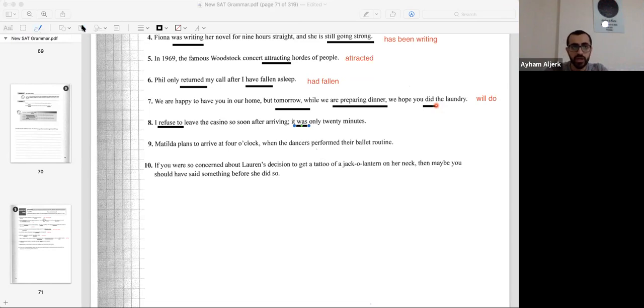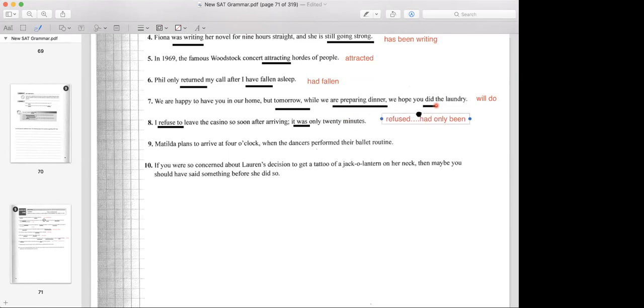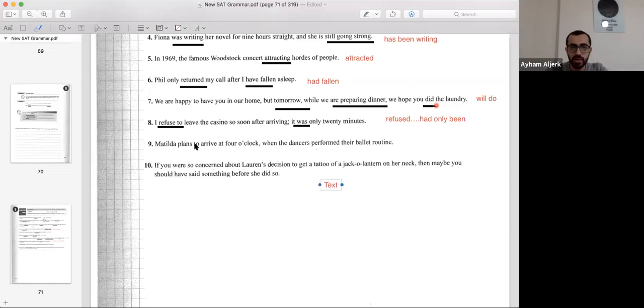Yes. So if we need to change refuse, we have to say I refused. But again, we also need to change it was only. We say it had only. It has only. Yes. Or if you want to keep talking about the present, you say I refuse. You need to use present perfect. You say it has only been. The same idea as the first one, but the first one we have past, so it's past perfect. Here we have present, so it's present perfect. Both are correct, but if we have to change one verb only, we should choose the second one, has only been. Thank you.